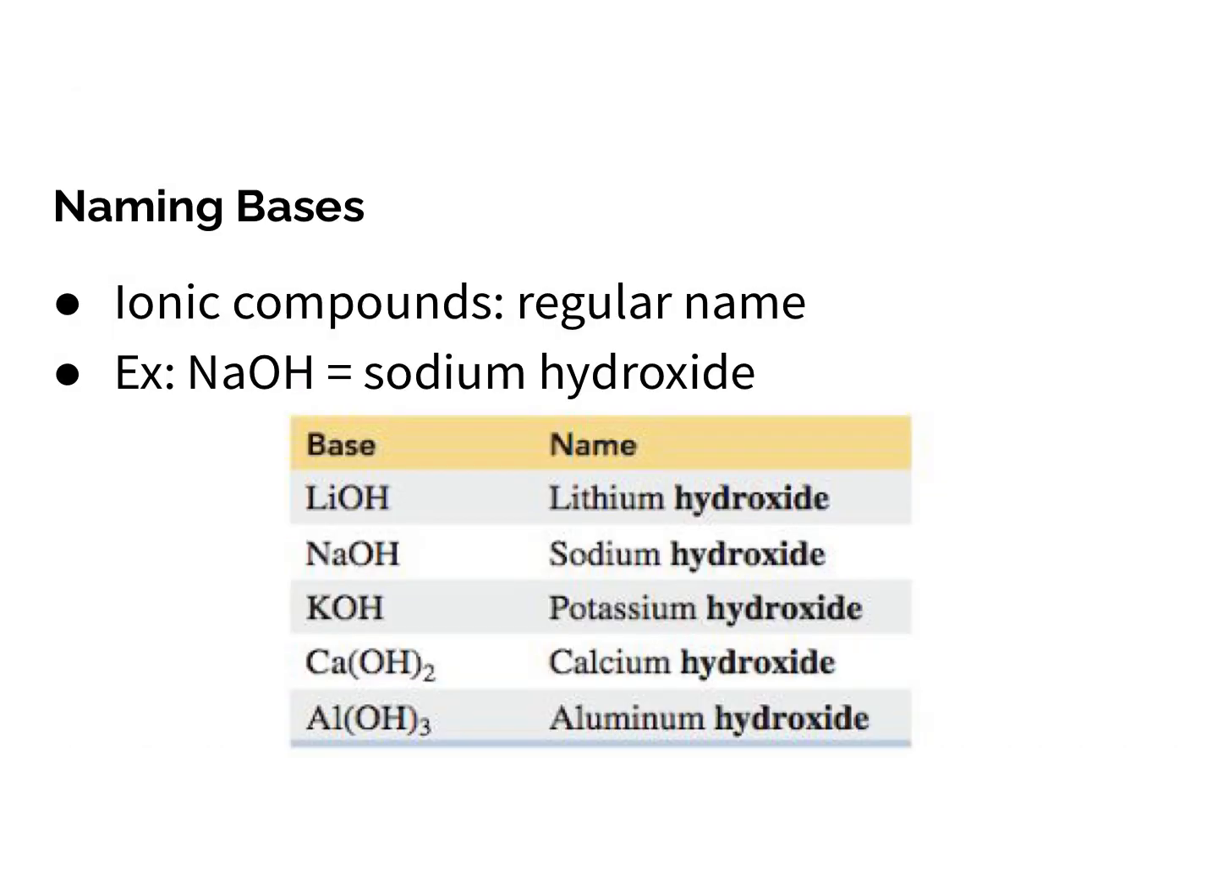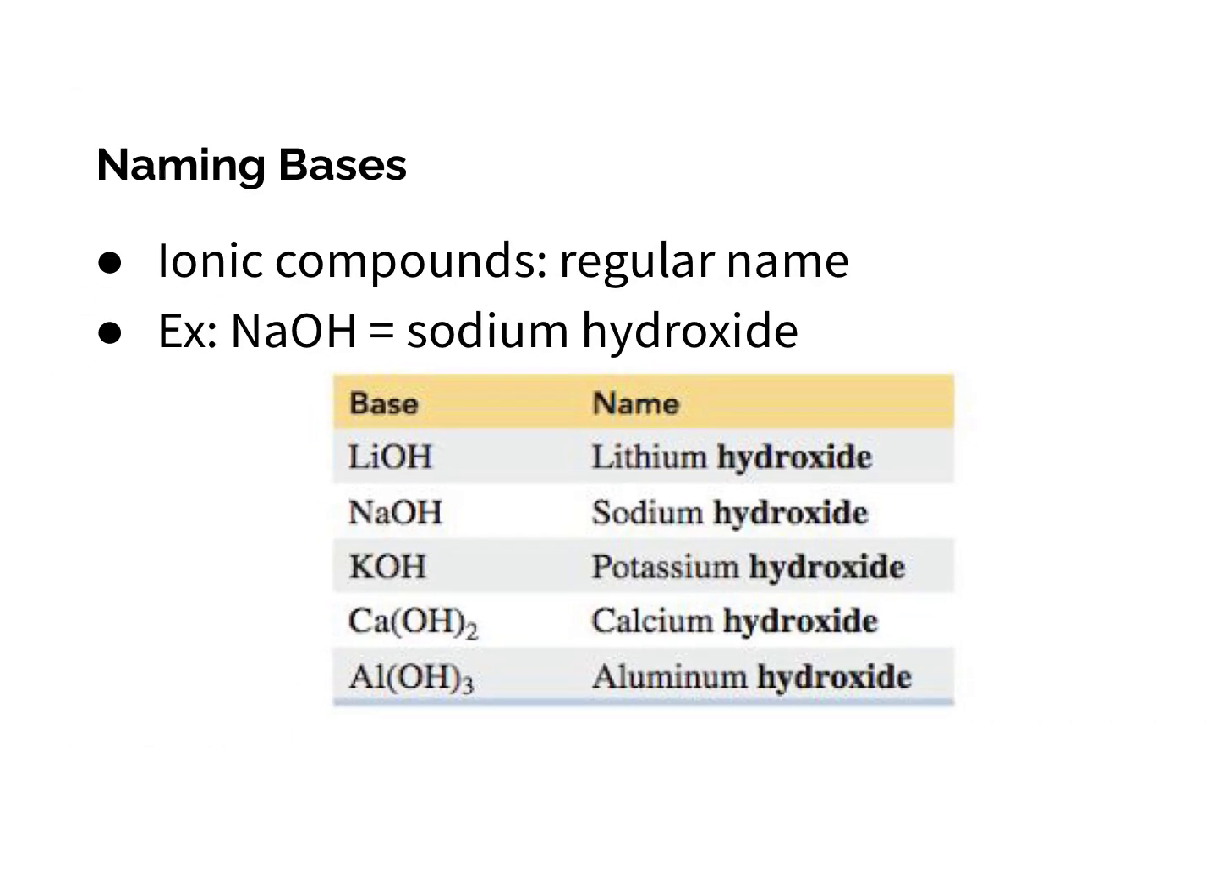And then finally, bases are super easy to name. Bases are ionic compounds, and the name of the base is just the normal name of the ionic compound. So for example, what's Na?